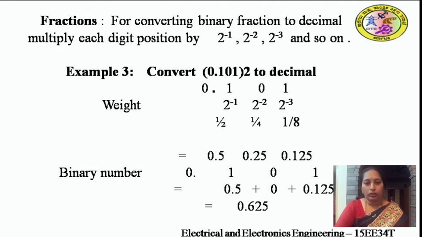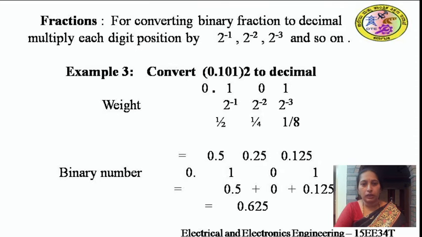So till now we explained how to convert an integer binary number into its decimal form. Now I will be explaining how to convert a binary fraction to decimal. The number I have taken is 0.101. I have to convert this binary number to decimal.